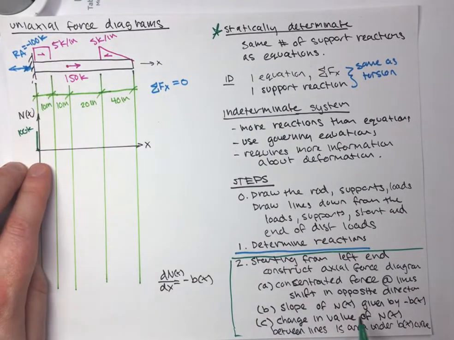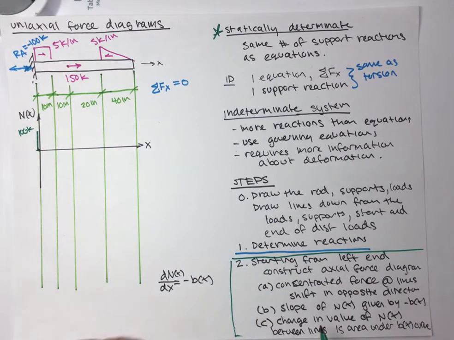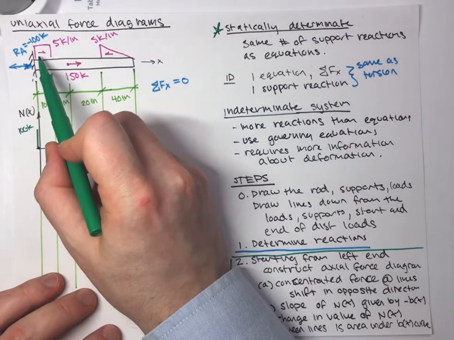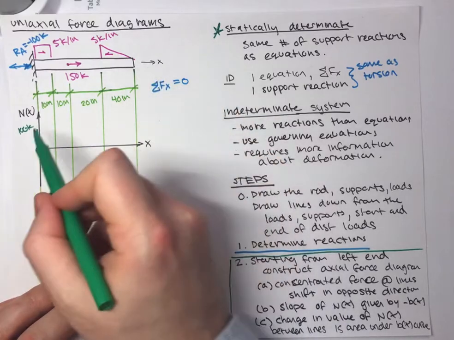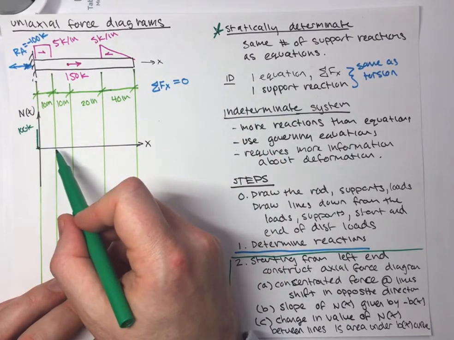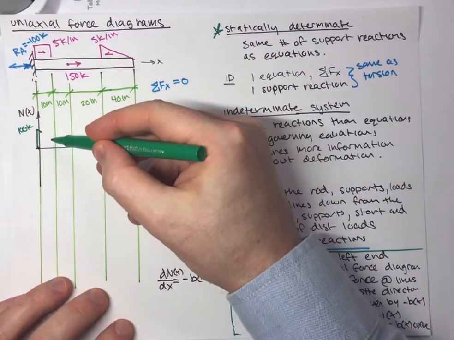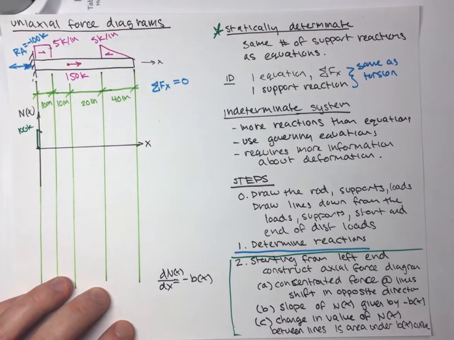Now we have a distributed load in between this line and the next one. And we know that the slope of the n of x curve, so that's what we're drawing here, is given by the opposite of b of x. Okay, so now we think about our distributed load here. Our distributed load is pointing to the right, which means it's positive, which means the slope is going to be negative. So that means we're going to have a negative slope here. And we should have a negative slope on this side as well, because b doesn't change. It's always the same in this interval.